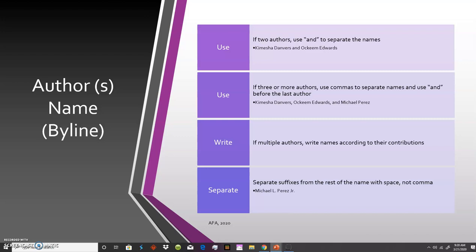So again, if you have 2 authors, then they will be separated by an and. If you have 3 authors, you have the name, comma, name, comma, then before the last author, you will write the word and. If there are multiple authors, write the names according to their contribution. And again, if you have an author whose name has a suffix, then the suffix should be written with one space from the rest of the name as indicated here, and then a period. There should not be a comma between the author's name and the suffix.